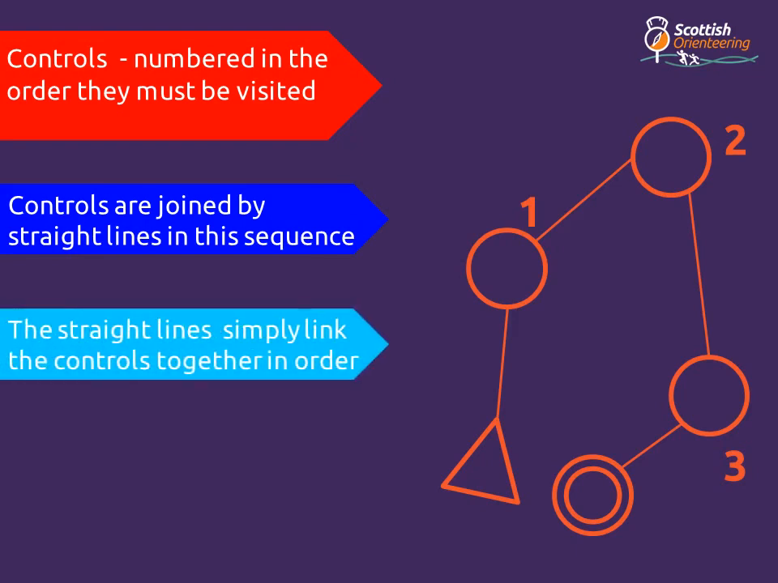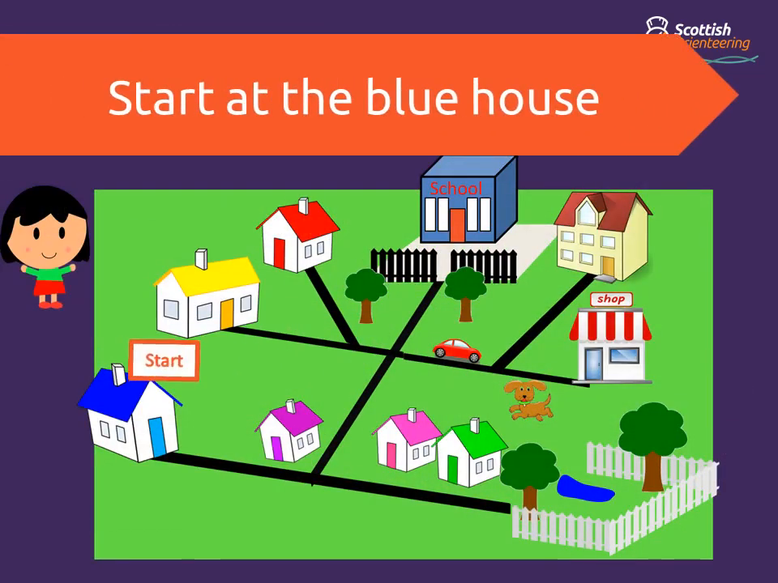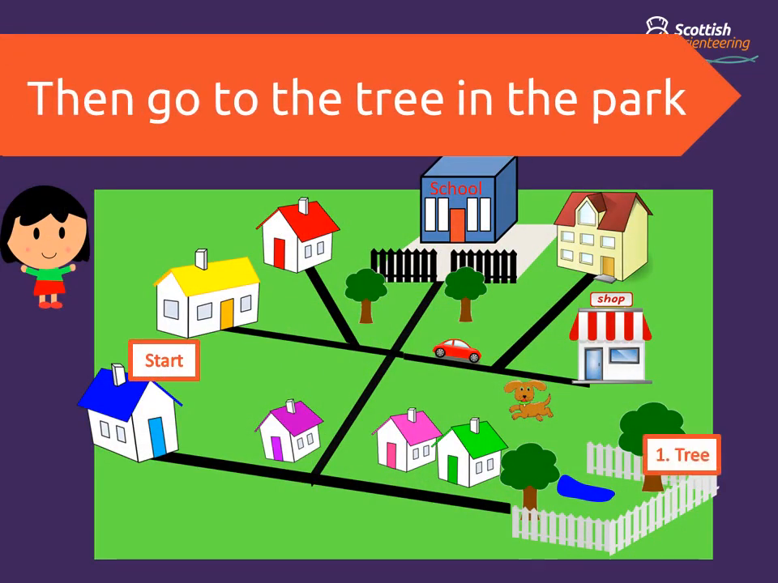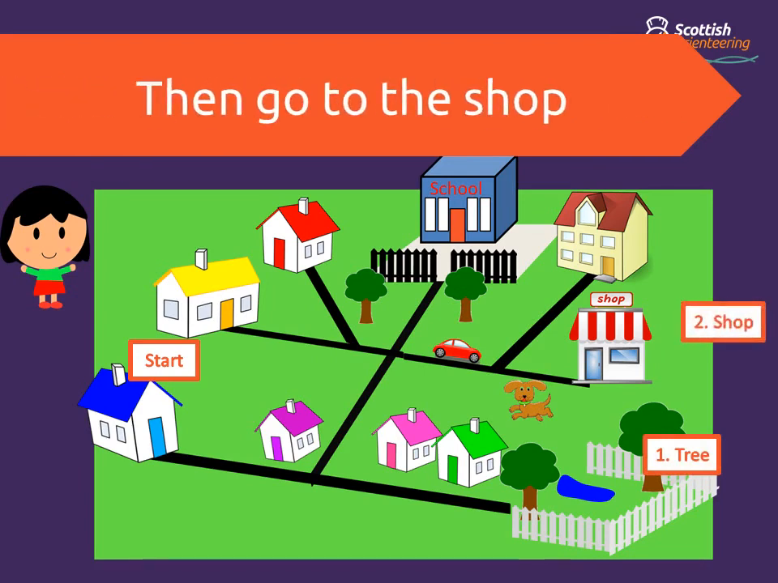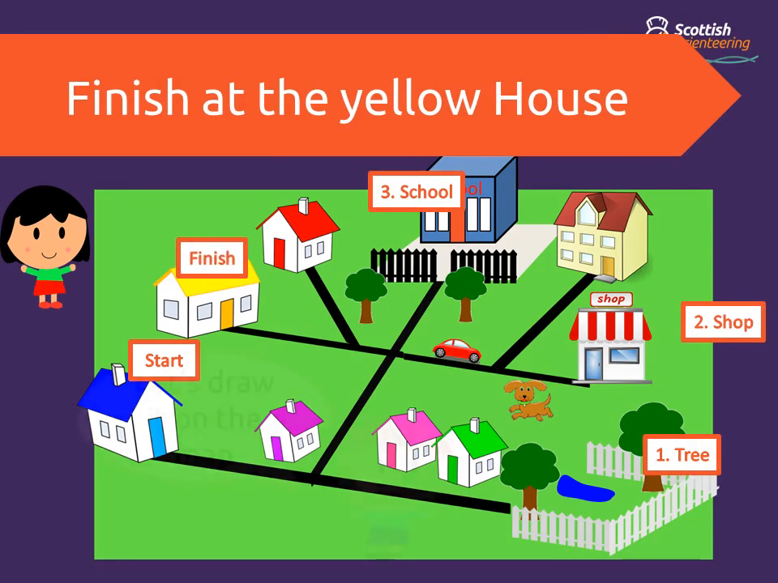The straight lines simply link the controls together in order. We don't necessarily need to follow this straight line. We can take any route that we want. Now we can go back to our town and plan a course. We'll start at the blue house, go to the tree in the park, then the shop, then the school, and finish at the yellow house.